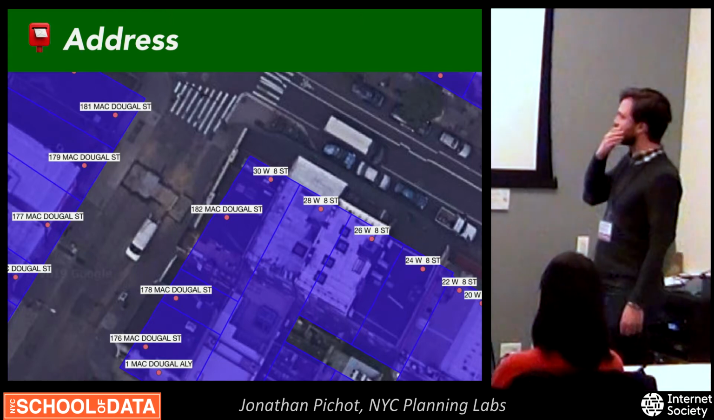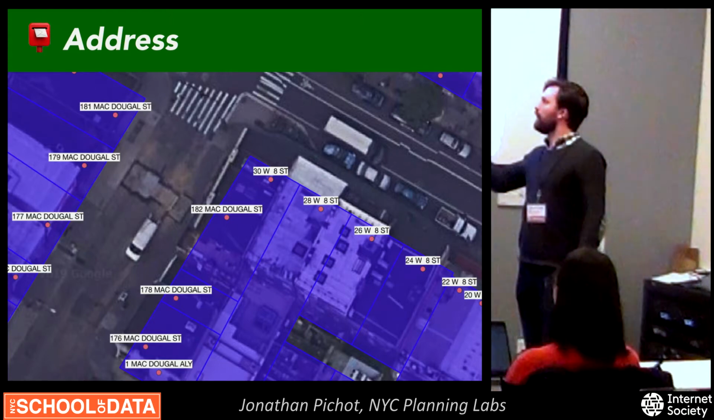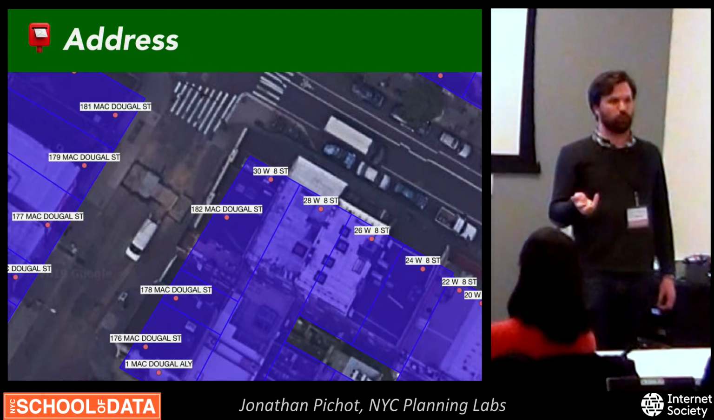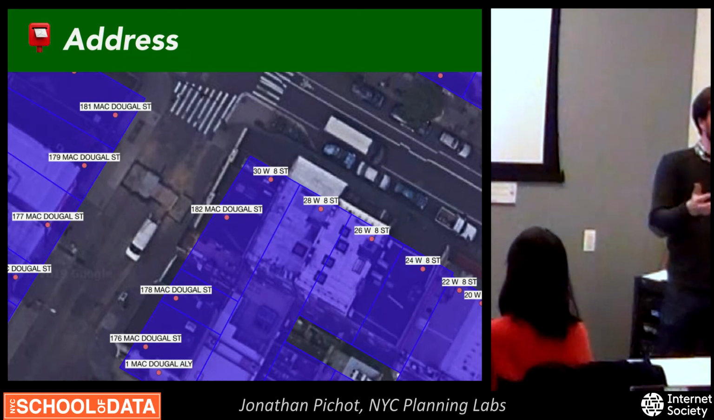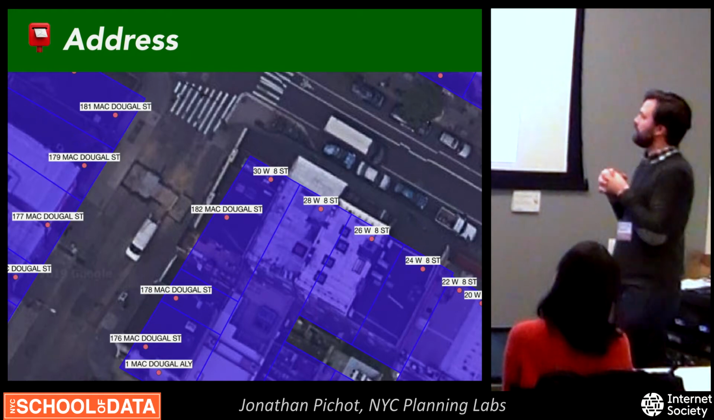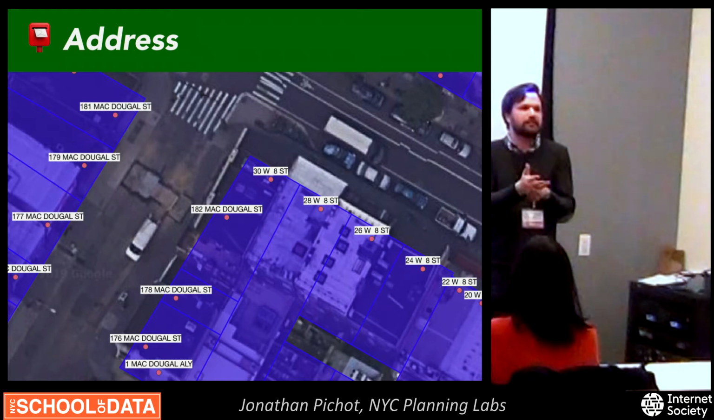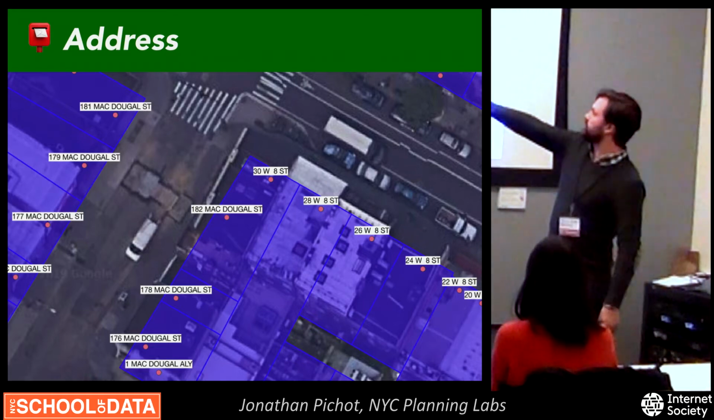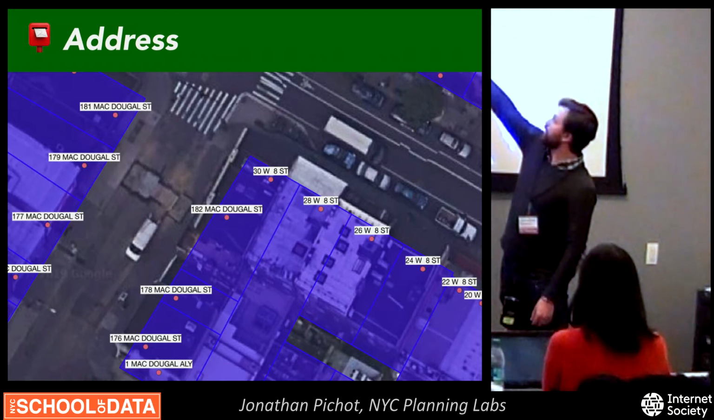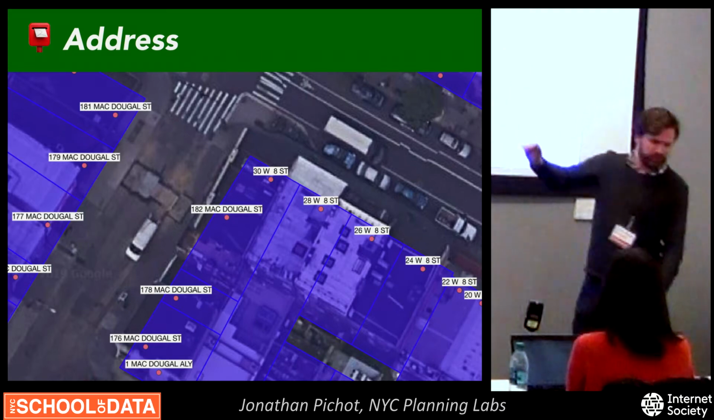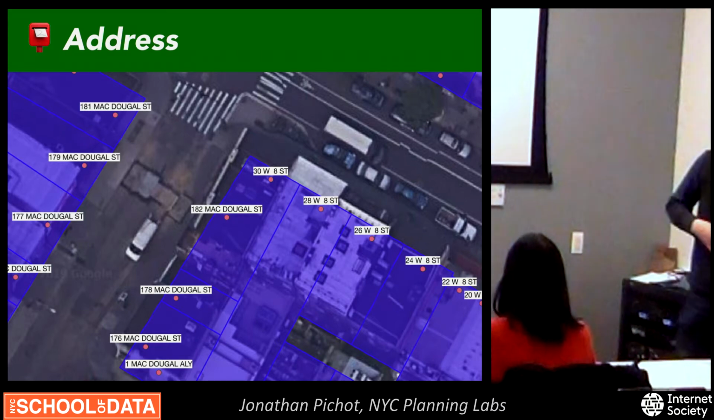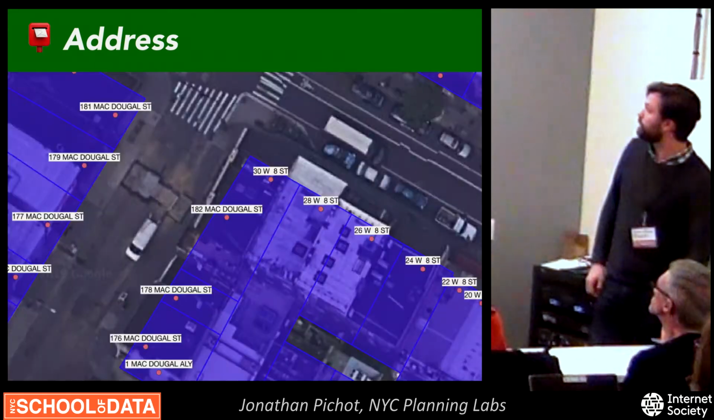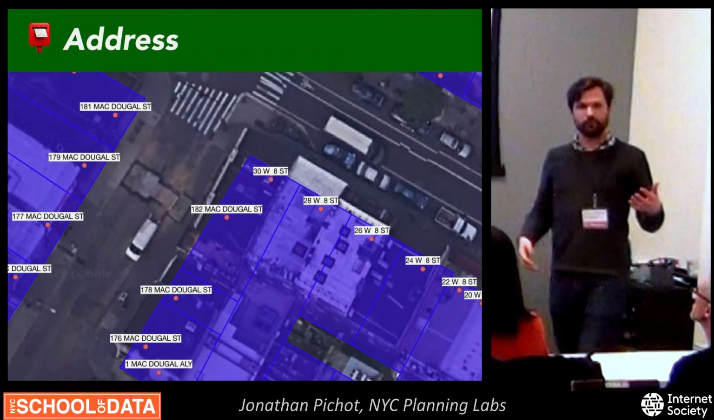So let's look at the data. What you're seeing here in blue are the bins, and then you have DoIT's address point data. That's another data set you can access, and really it's generally the addresses at which there might be an entrance. So we see 182, we see 30 West 8th Street, but we don't actually see 180, which, if you remember, was here.